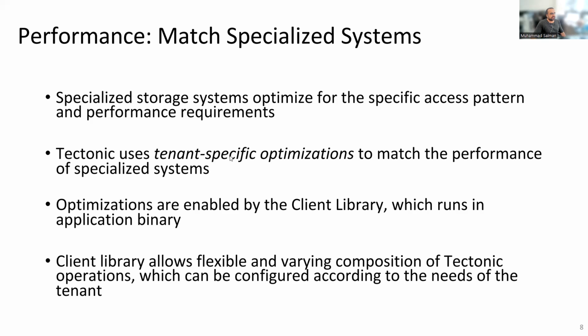Tectonic uses tenant-specific optimization to match the performance of specific subsystems. So it checks which tenant-specific optimization is needed, and based on that, Tectonic will control the storage operation. And again, the optimizations are enabled by the client library. As I told, the client library is the core part, which handles all the read-write operations and runs in the application binary. The client library allows flexibility and varying composition of Tectonic operations, which can be configured according to the needs of tenants. So whatever the tenants need, the client library handles that very flexibly.